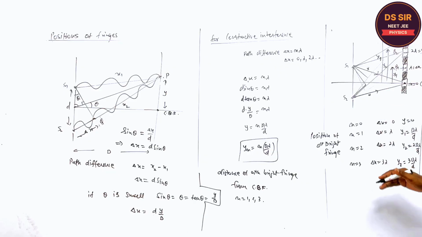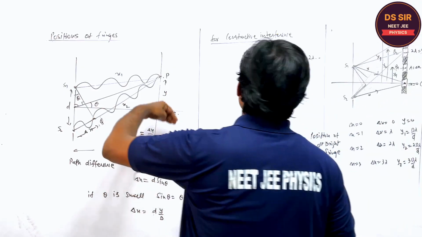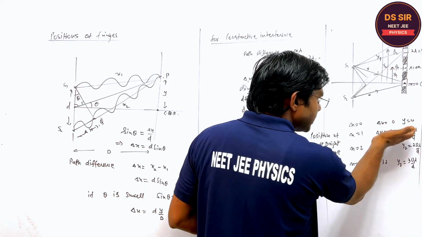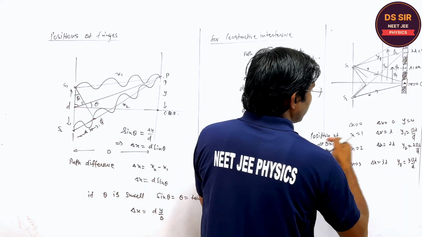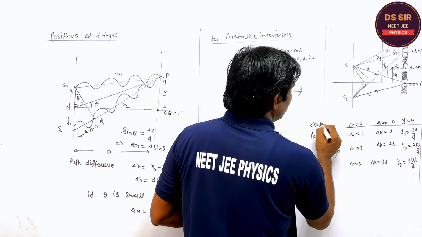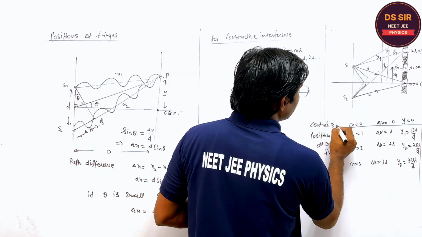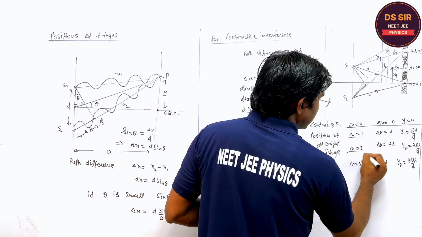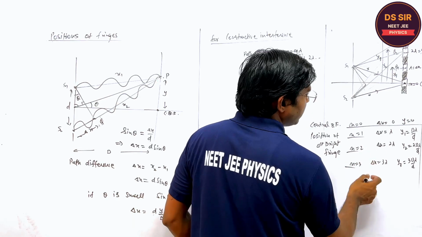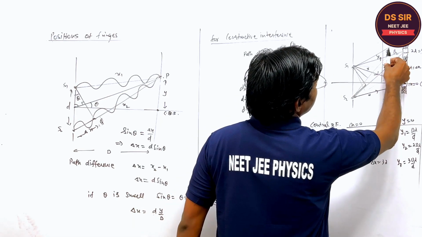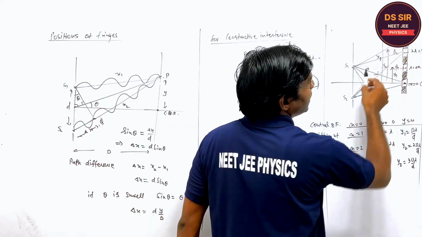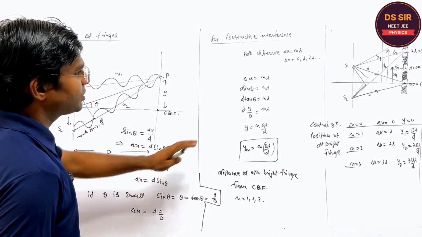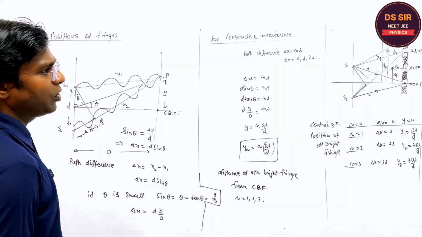So in this way, from the center, the consecutive bright and dark fringes are found. This is the central bright fringe, the position of the central bright fringe, right? And this is the position of the first, second and third bright fringe: d lambda over d, then 2d lambda over d, then 3d lambda over d. Copy this. So this is the position for the constructive interference. Are you getting or not?